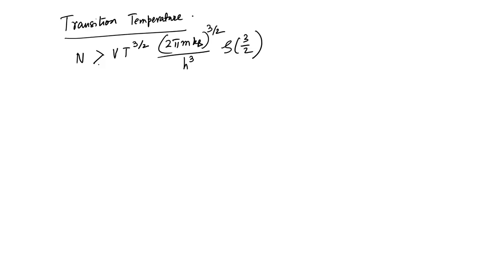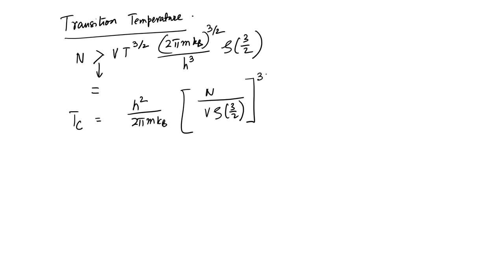So, if you convert this inequality into an equality, we will convert this into an equality sign, and then calculate the TC equal to h square by 2 pi m k, and we have n divided by v, and then z 3 by 2, okay. So, this is the expression for TC.